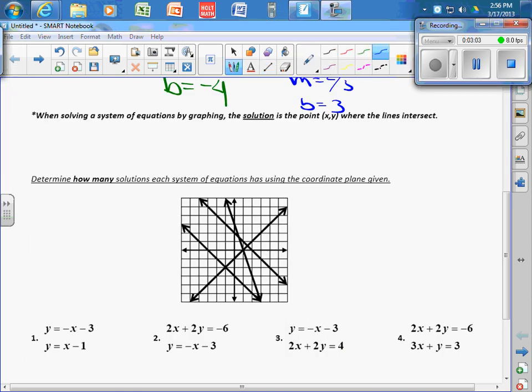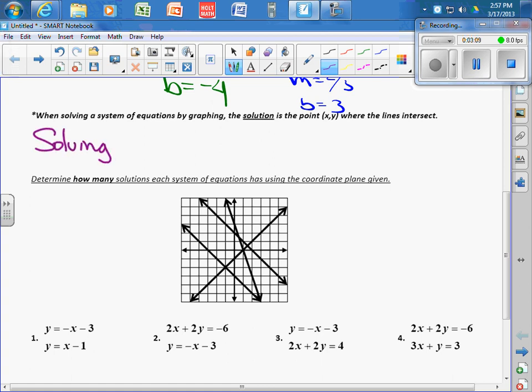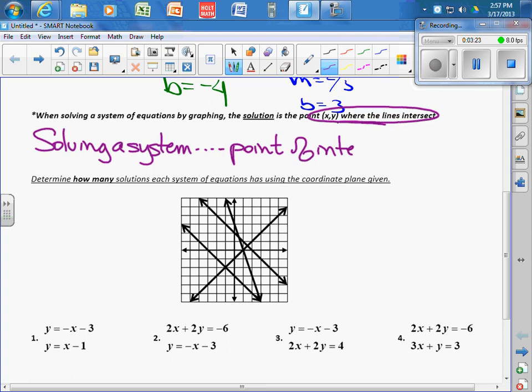Well, when we solve a system of equations, what happens when you put two lines on the same graph? They're going to intersect, and that's what we want. We want the point of intersection. Where do these two lines meet? That will be the answer.